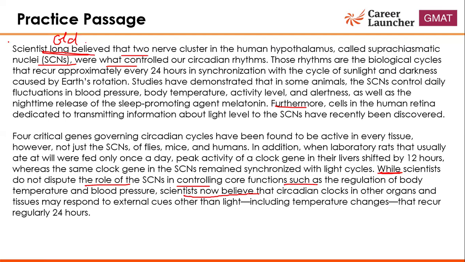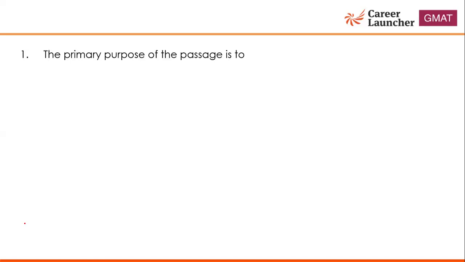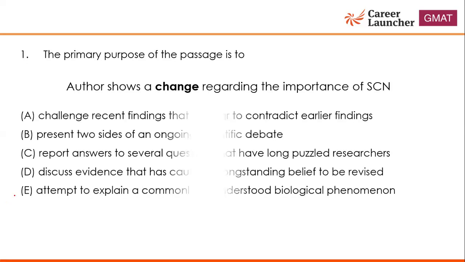So again, coming back to the same point, the first lines and the last lines are going to matter more. So the main idea seems to be that the author wants to talk about how SCNs were important earlier. Now they say that SCNs are fine, but something else is also equally important. So what's the primary purpose of the passage here? Obviously, the primary purpose is related to the importance of SCN, rather the change in that.